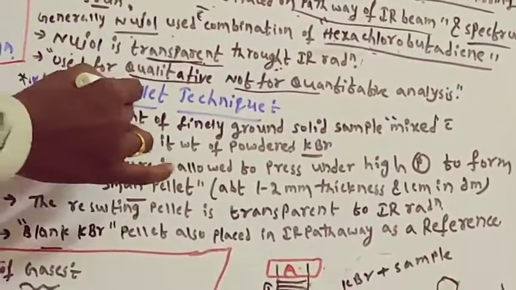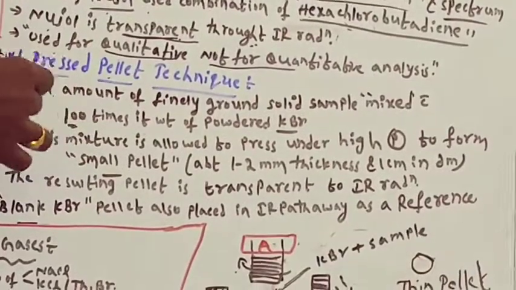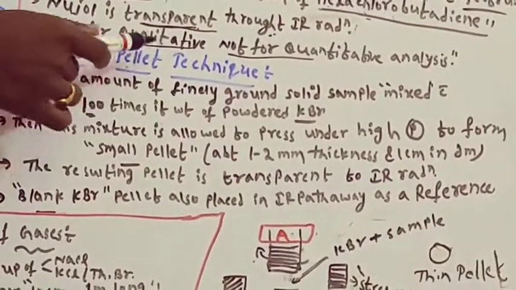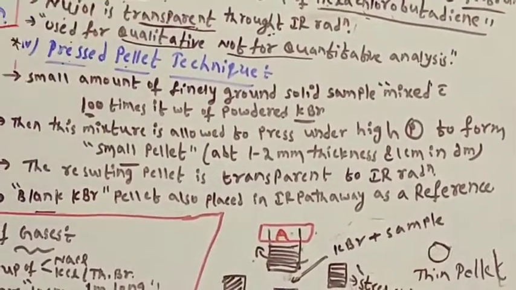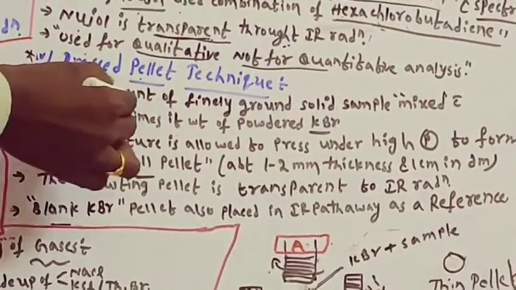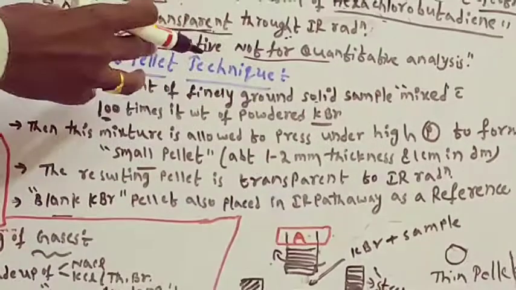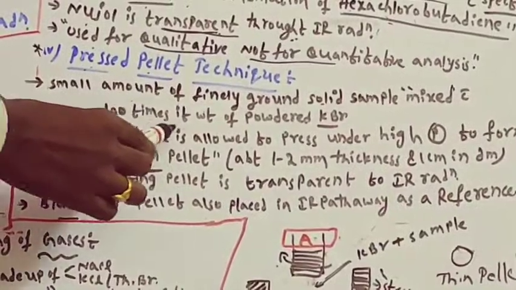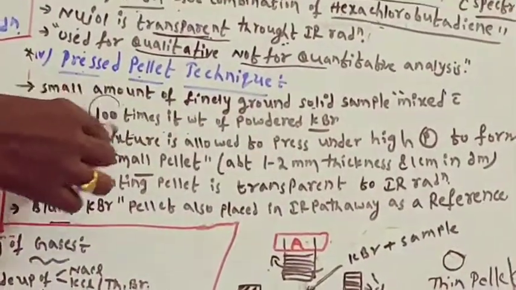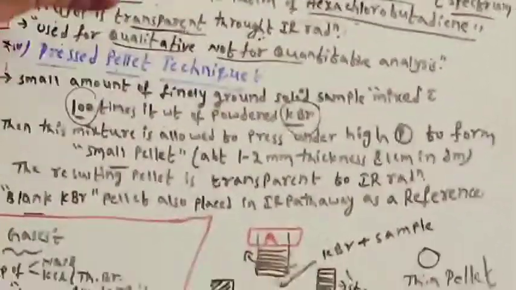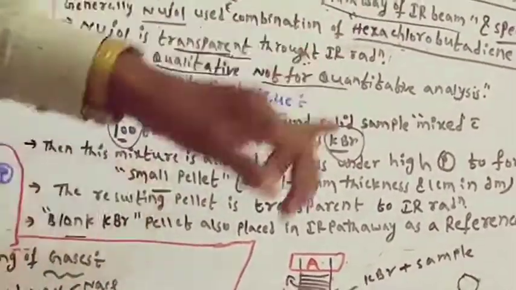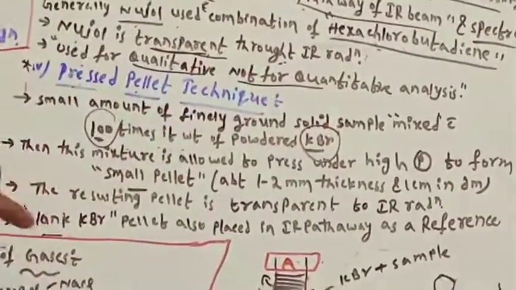Pressed pellet technique means a pellet is formed by using pressure. Solid is analyzed in the form of a pellet by applying pressure. A small amount of finely ground sample, that is, a small amount of powder sample, is mixed with 100 times its weight of powdered KBr. This is important. Remember, in the pressed pellet technique, a small amount of powder sample has to be mixed with 100 times its weight of powdered KBr.